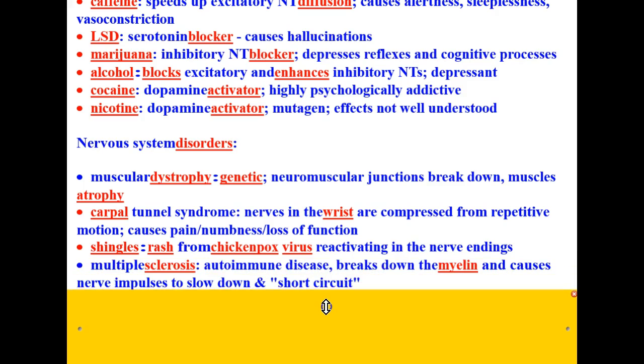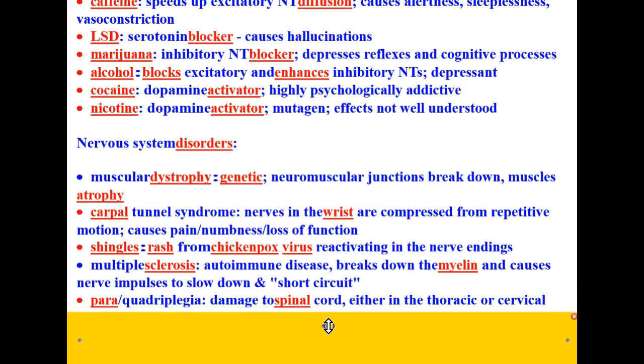Multiple sclerosis. Multiple sclerosis is an autoimmune disease, and what it does is it breaks down the myelin and causes nerve impulses to slow down and short circuit. You'll remember that the myelin is the insulative material in the nerve. So by breaking that down, you're not able to jump the nodes of Ranvier as easily, and it causes nerve impulses to slow down and short circuit.